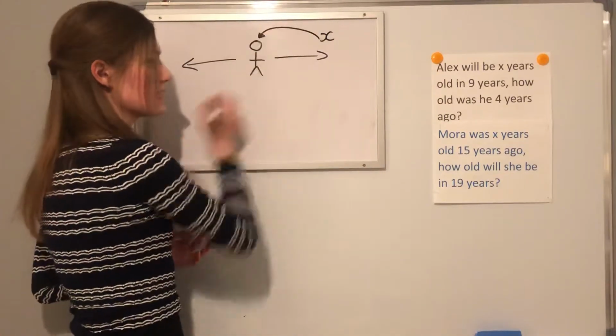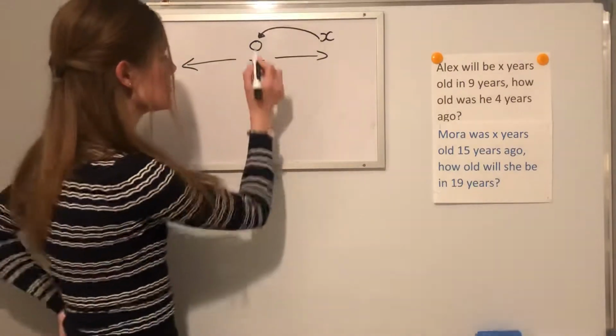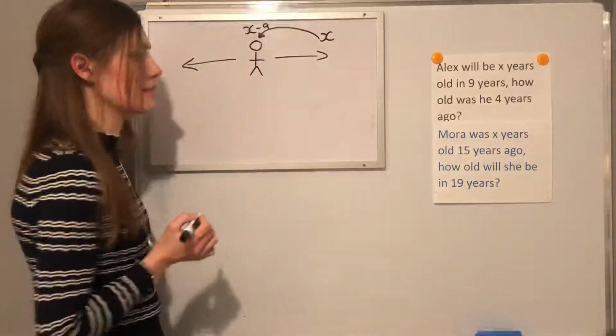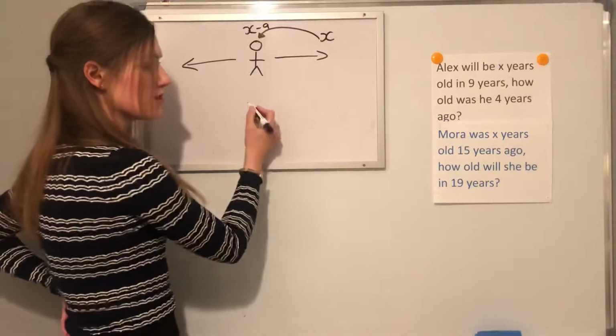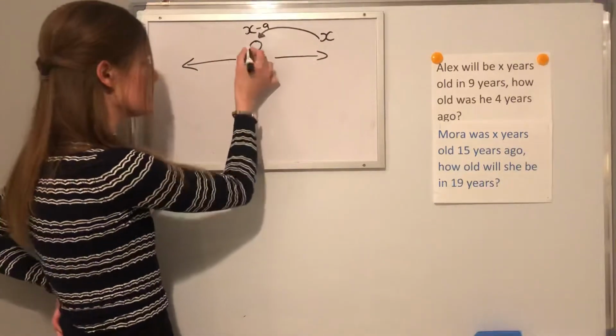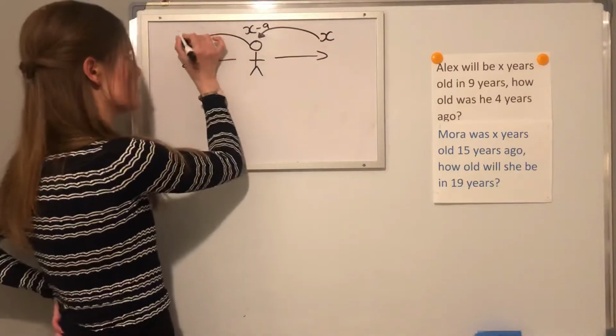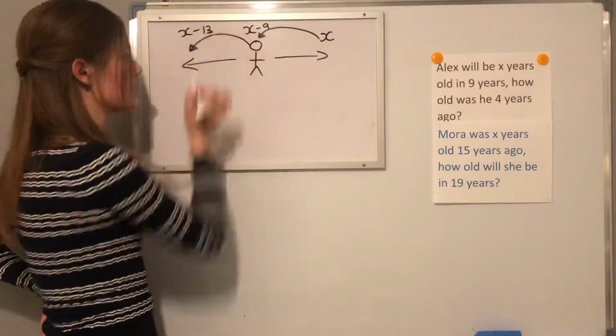So if we want to get back to Alex now, we've got to take away 9. So we write X take away 9. If we want to know how old he was 4 years ago, you take off another 4, so it's going to be X take away 13.